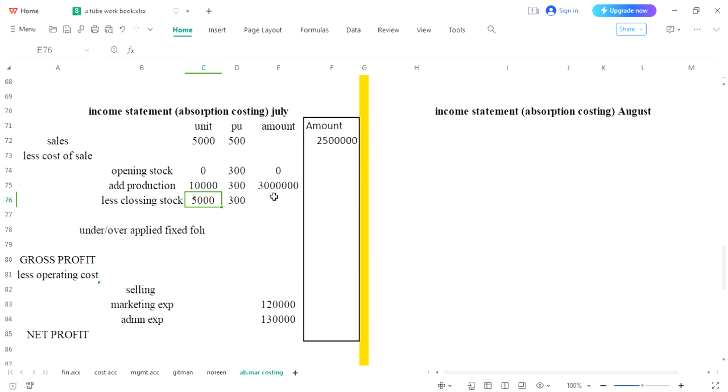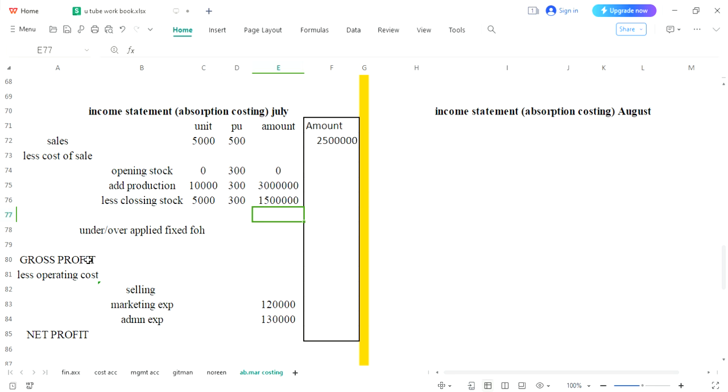Per unit cost we have already mentioned. Now we are able to calculate our closing stock. How? 5,000 units multiplied by per unit 300. So we have got our closing stock.